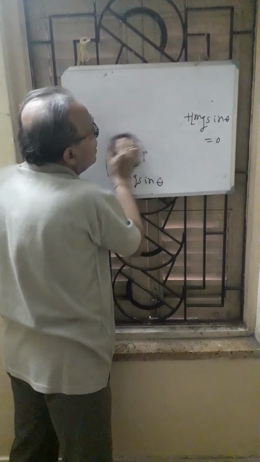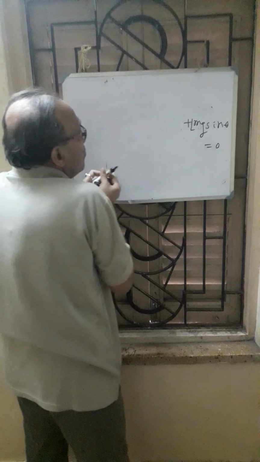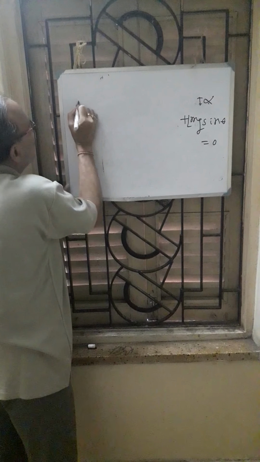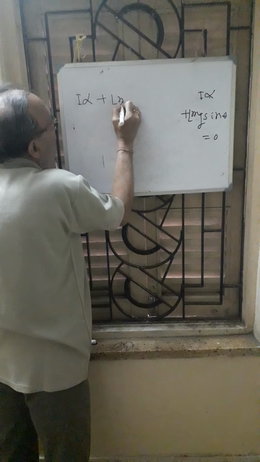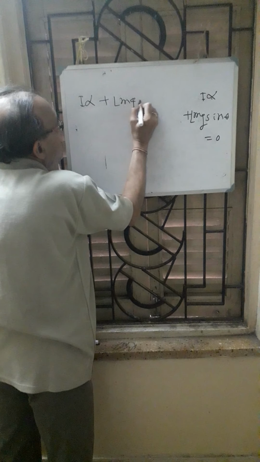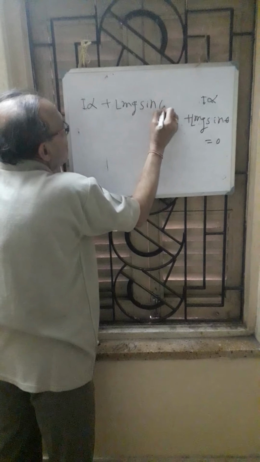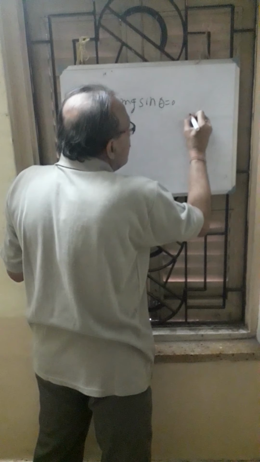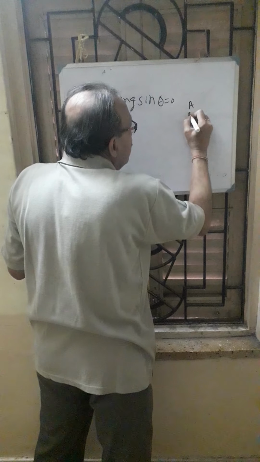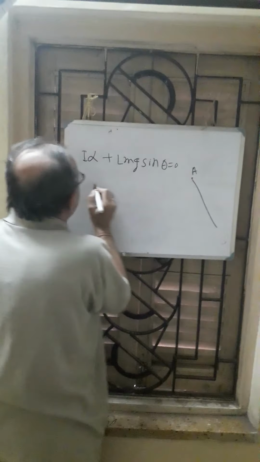Learning is, I can get the right thing. This is I alpha was there. I write again here, I alpha plus L mg sin theta is simply equal to 0. I rub it very simply. I have to find out I. How? mr square. This is the point A. This is mg. Length is L.